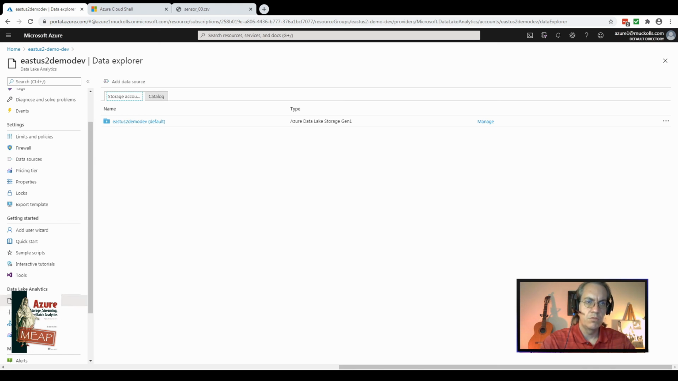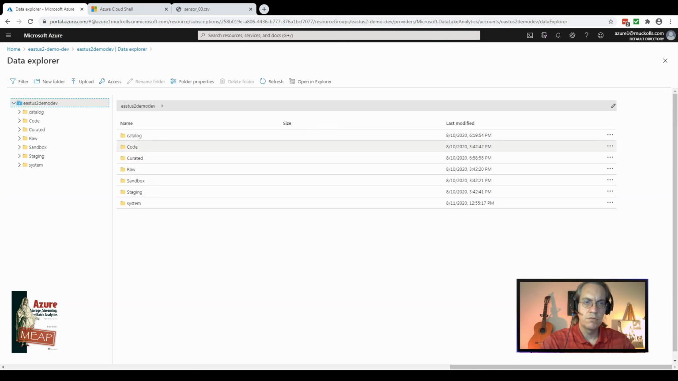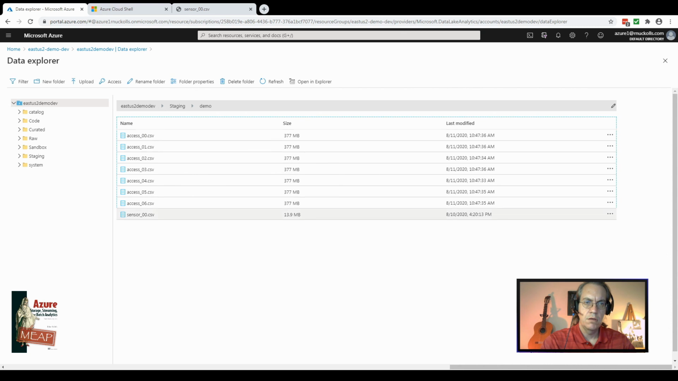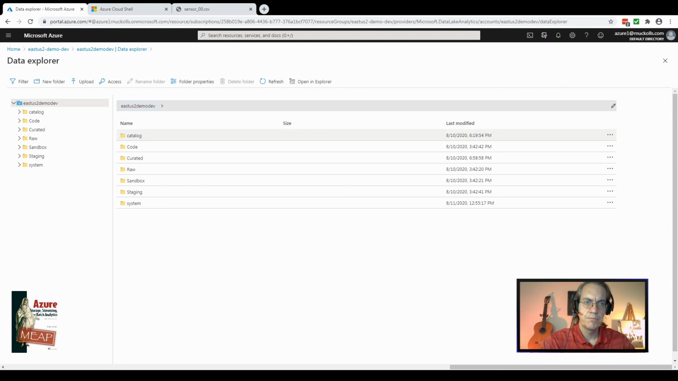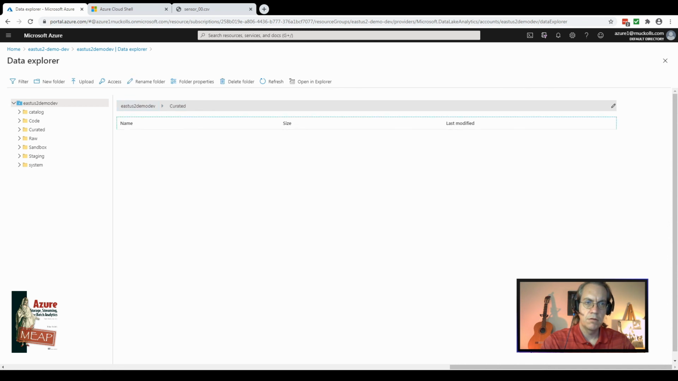The Data Explorer allows you to add data sources and view the files that are in your data sources. In this case, we're looking at a data lake store, which is a hierarchical store, and we can see in the demo folder here the access files that we were looking at earlier, and in our curated file folders outputs, daily access count from today, daily value ag from yesterday.